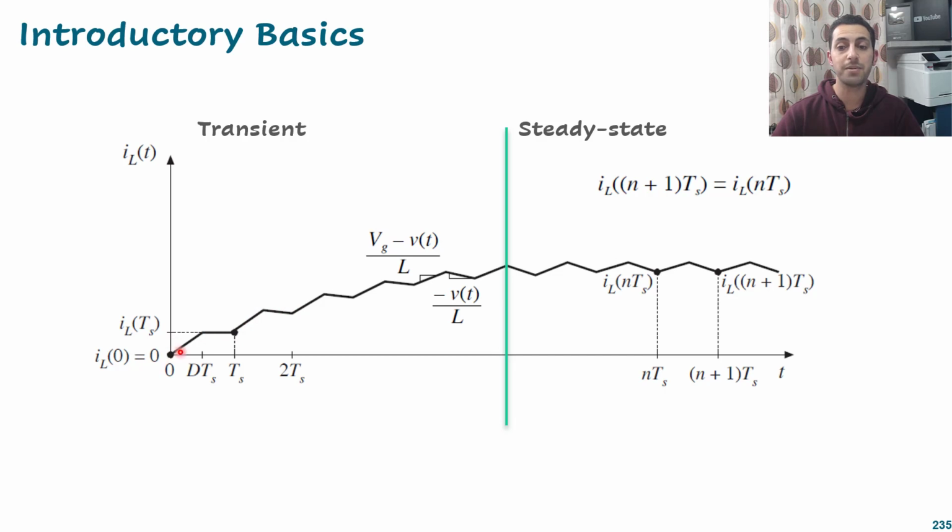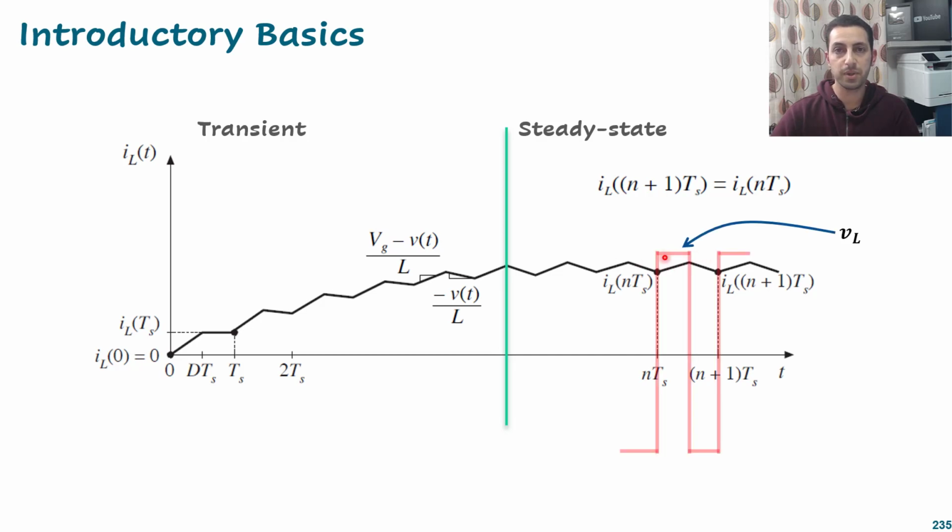Okay, and this happens in the transient, but at steady state we have a different scenario where at the start of a period we have some value, and at the end of that period we have the same value. So that's why we say the average of a voltage or current equals 0, as we explained for the inductor and capacitor, over one cycle.